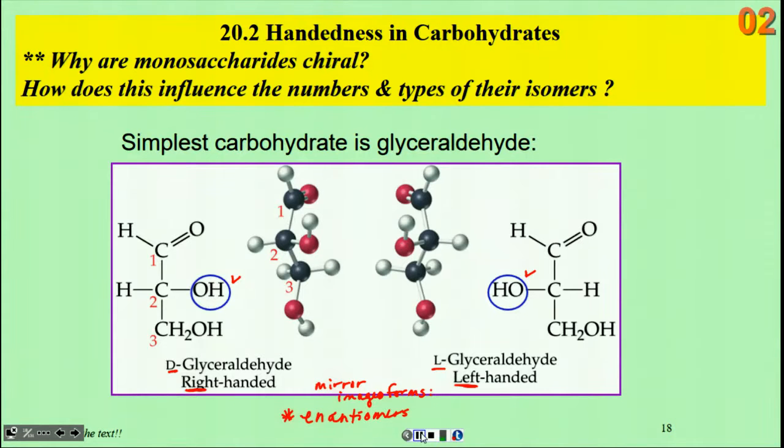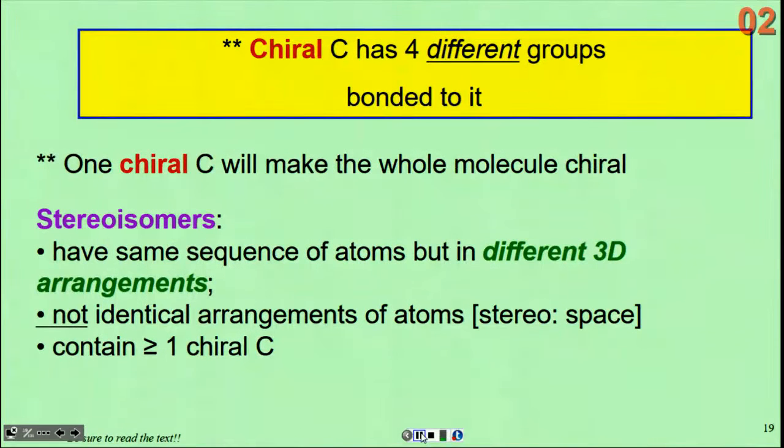So the simplest one is here, and why is that chiral? What do we remember about chirality? We've got to come back to that definition and make sure we've got it clear in our thoughts. So a chiral carbon has 4 different groups attached to it, bonded to it. And if you've got 1 chiral carbon, you get the whole molecule described as chiral. And when there is a chiral carbon, there are stereoisomers. This is our new category of isomers.